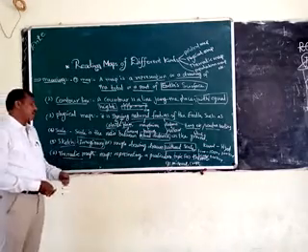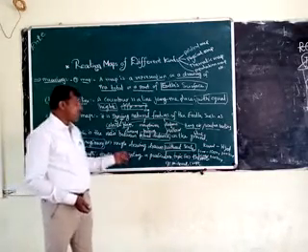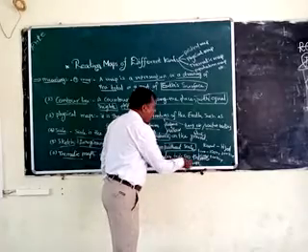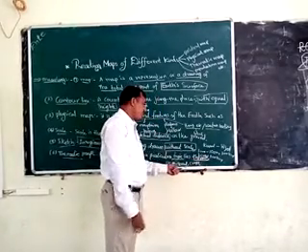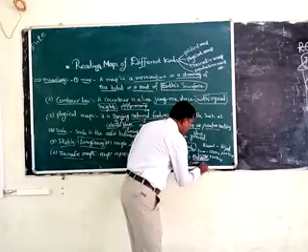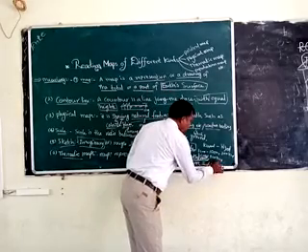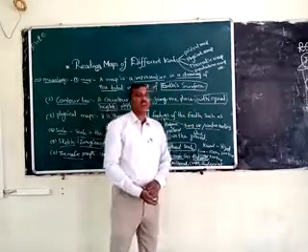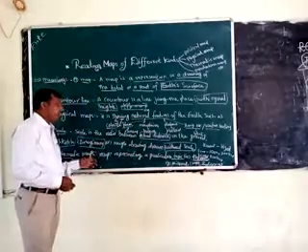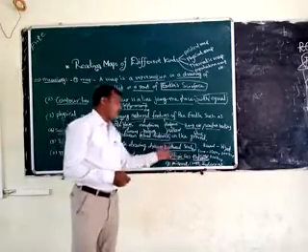And the thematic maps are maps representing a particular topic or theme. For example, minerals, crops and industries. So a particular topic or theme is explained only in a thematic map. These maps are representing a particular topic or theme.